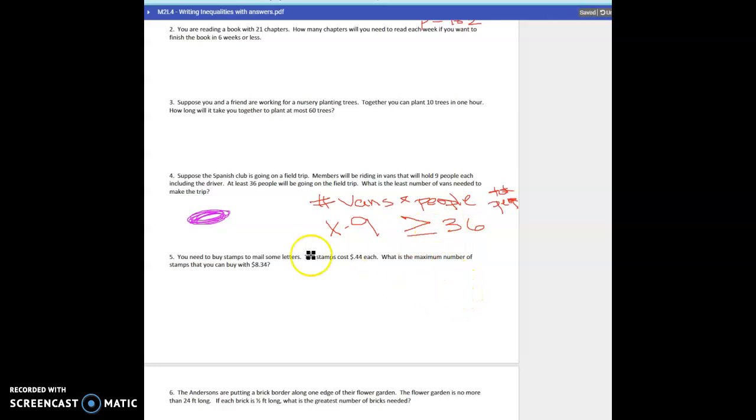Okay, so then to solve this, you would divide both sides by 9. Since it's positive, you don't reverse. So I need more than or the same equal to 4 vans.